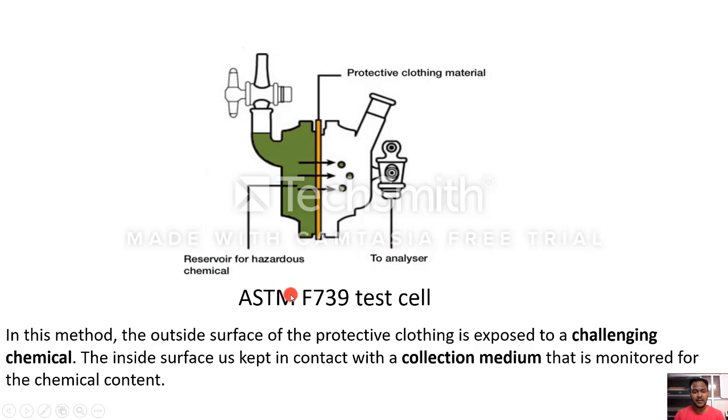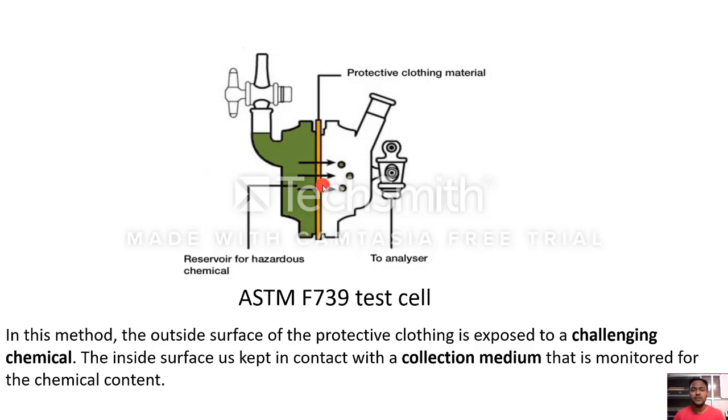You can see a diagram. This is the ASTM F739 test cell. Here on the left side you can see there is a reservoir of hazardous chemical, and on the right side you have a collection medium, and in between you have a protective clothing material. You keep the material here, assuming it is a simulation where in the real situation the person is exposed continuously to a hazardous chemical. So in this method the outer surface of the protective clothing is exposed to a challenging chemical, which is a hazardous chemical. The inside surface is kept in contact with the collection medium. This is the collection medium here, that is monitored for the chemical content.